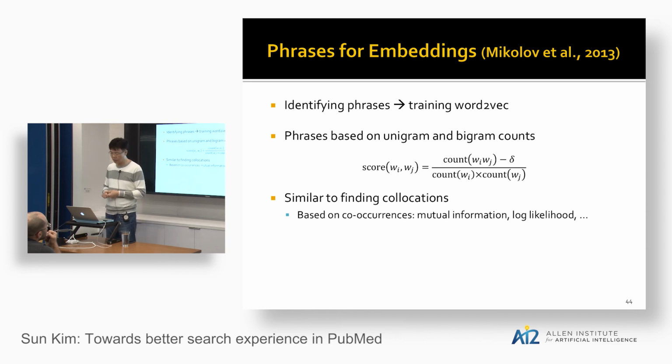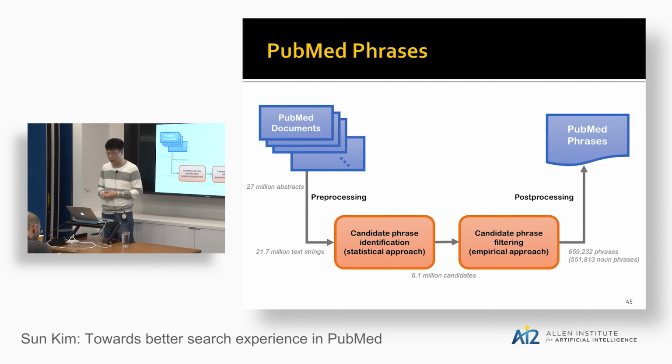One way to find phrases is to use co-occurrences. For example, Mikolov in his paper identified phrases using counts of unigrams and bigrams, which is also similar to finding collocations. In a collocation problem, most people use co-occurrences, so we also want to use co-occurrences to find candidates for PubMed. This is the outline of how we identify meaningful phrases from PubMed. We first extract all possible text chunks using certain characters as delimiters, and we apply a statistical approach for phrase identification and an empirical approach for phrase filtering. As a result, we obtained about 660,000 PubMed phrases.